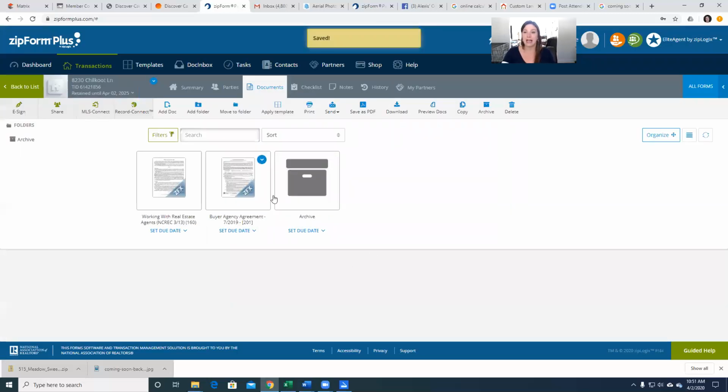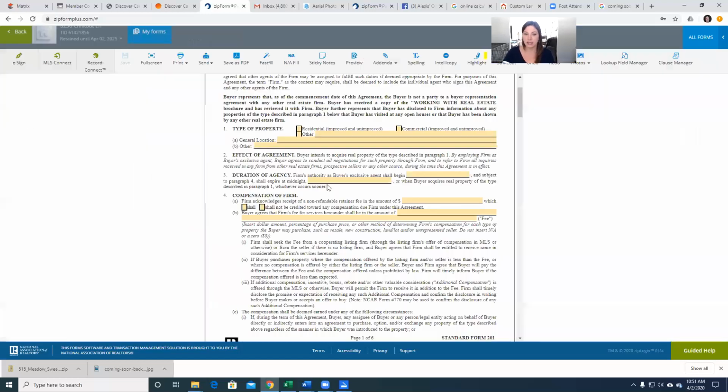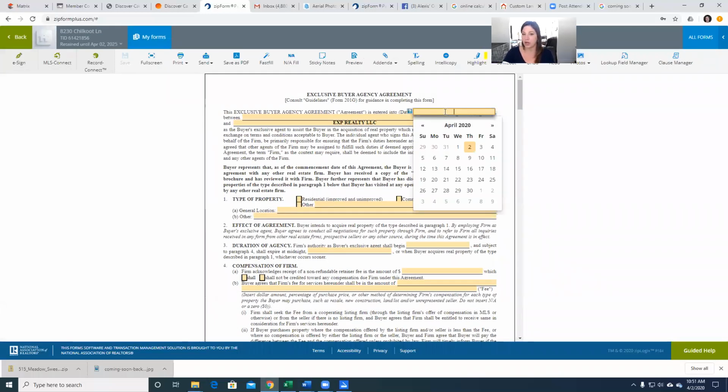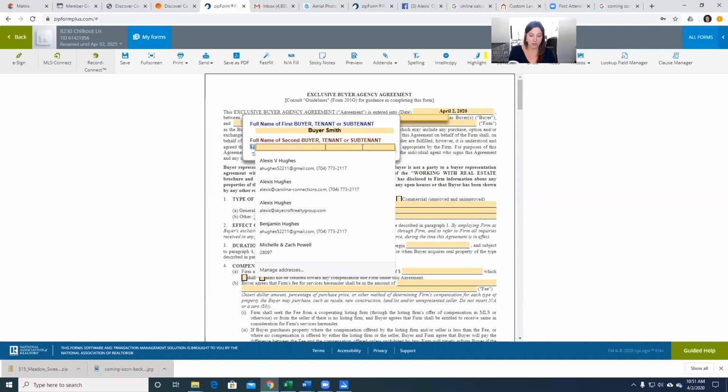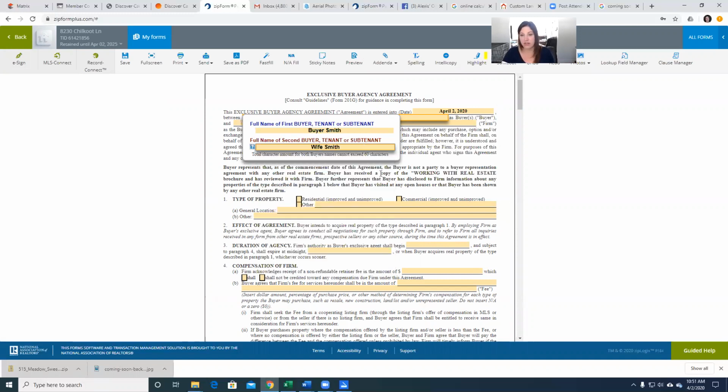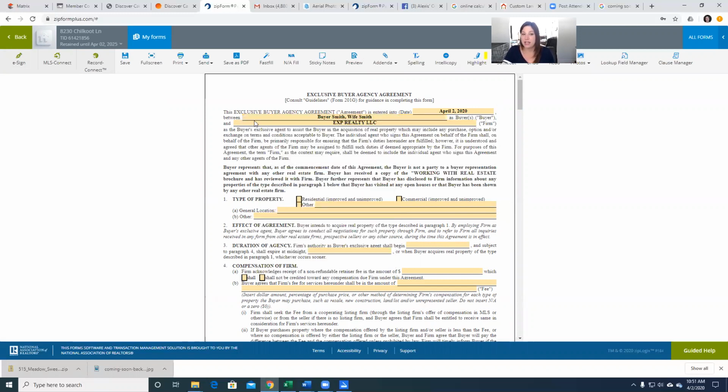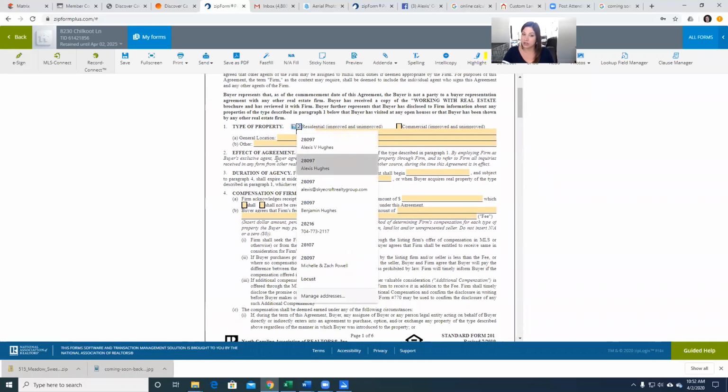So then we go back. How do we go over a buyer agency agreement? How do we fill it out? So we're going to click the buyer's agency agreement. We're going to do today's date. Our buyers are going to be Mr. Buyer Smith, or we'll just say Buyer Smith. And Buyer Smith has a wife, so we're going to put wife Smith, whatever their names are. Then you've got eXp Realty, because it's with the firm, and they're purchasing residential.